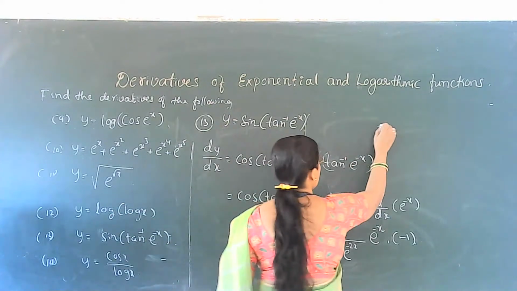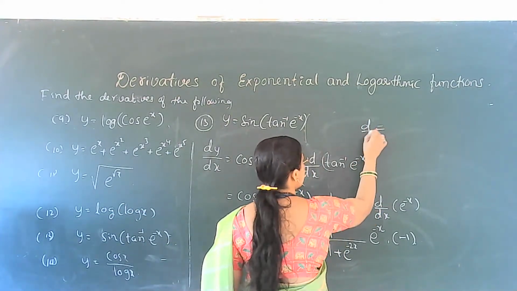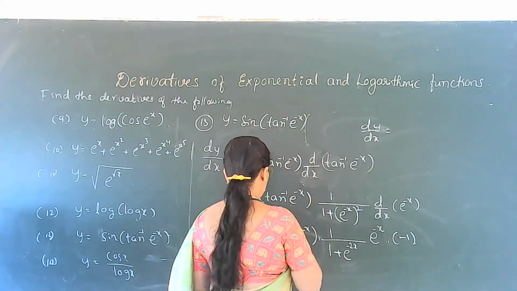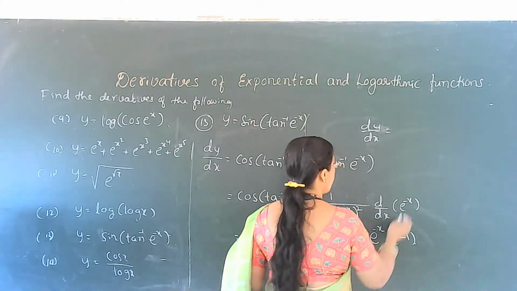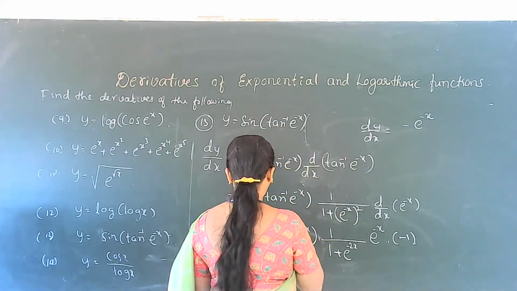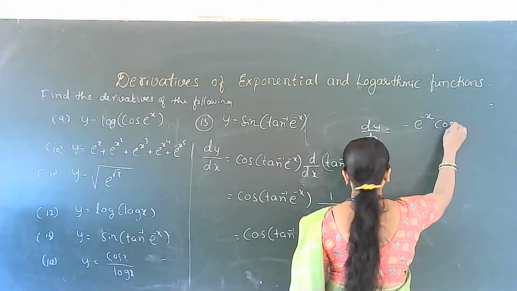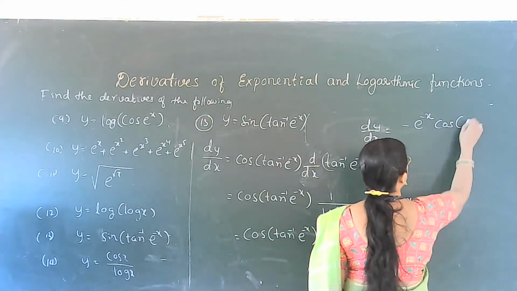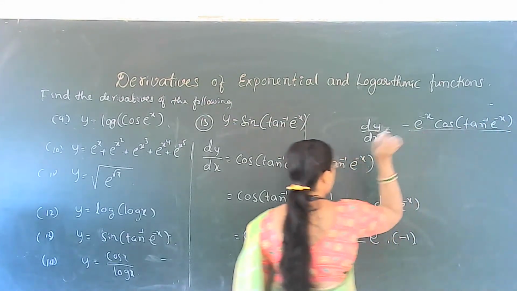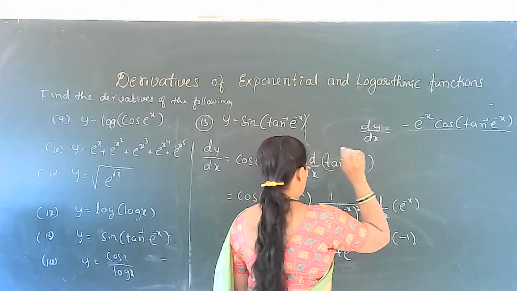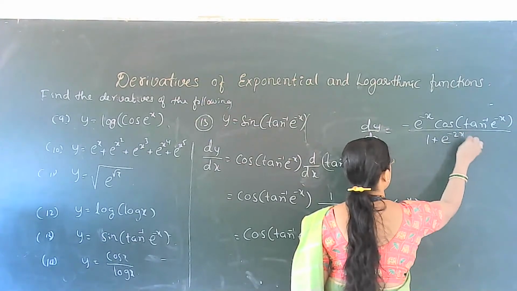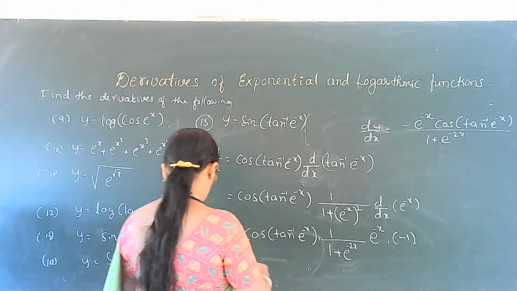Therefore, by simplifying this, we get dy by dx is equal to minus e to the power minus x, cos of tan inverse e to the power minus x, divided by 1 plus e to the power minus 2x.